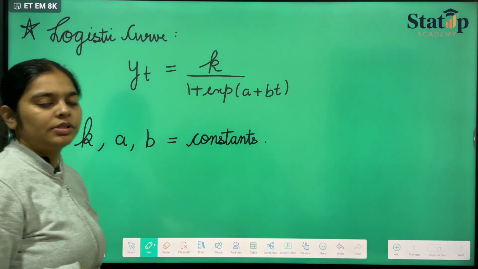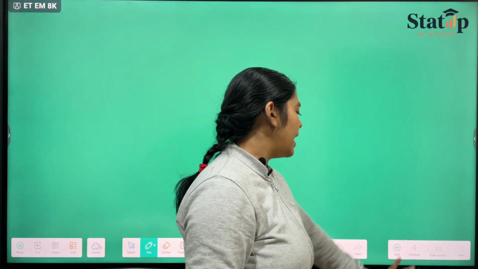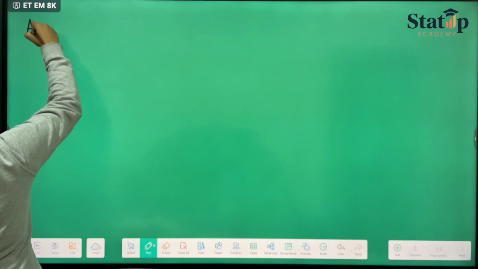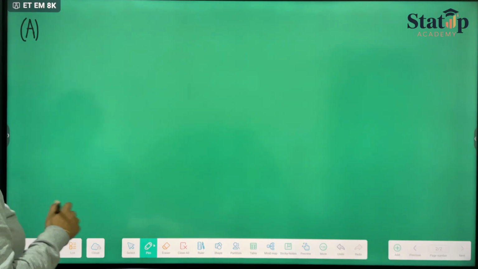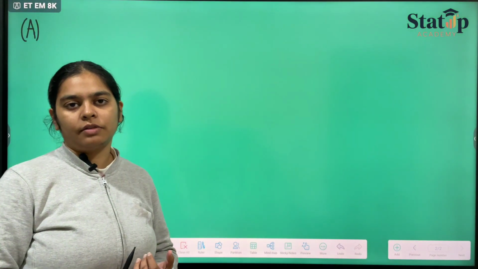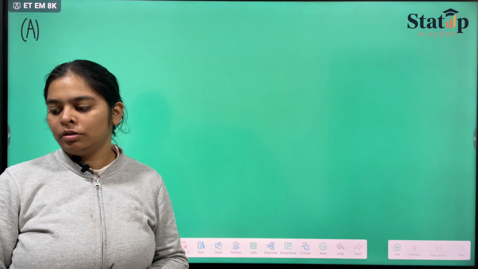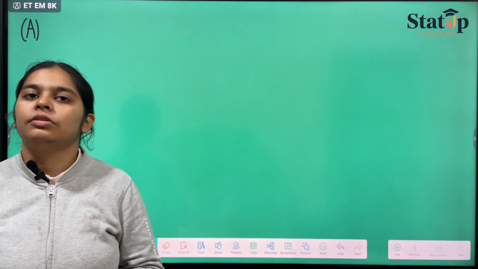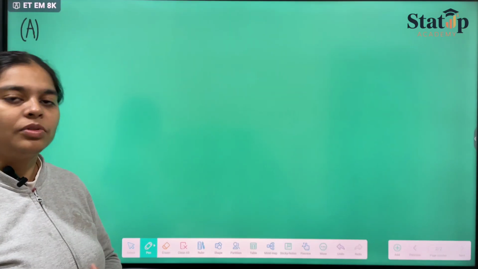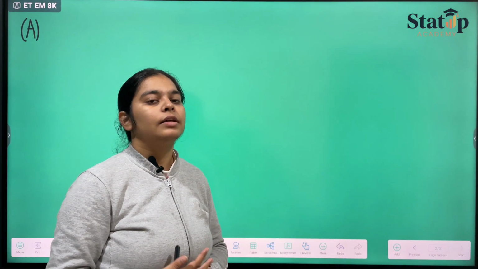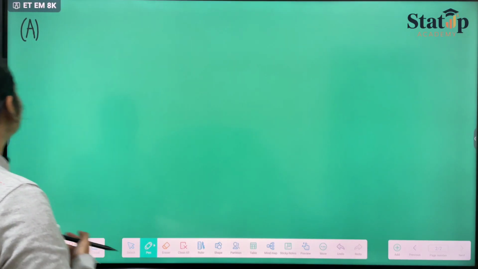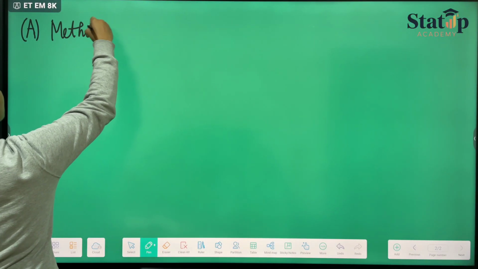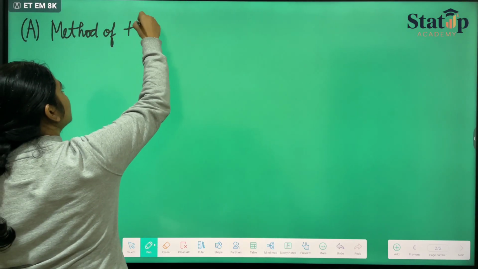So there are two methods. First one is method of three selected points and the second one is Yule's method. We'll discuss both of them. There are other methods such as method of successive approximation, and one more method is Hotelling's method. Those are advanced methods. We'll not discuss them. Those two are sufficient and easier as compared to the rest two. So first is method of three selected points.